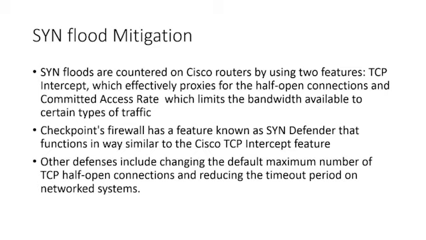Now, SYN floods, they can be countered a couple different ways. All right, I know I paint the doom and gloom picture, right, about bringing you down, but we do have ways of mitigating these floods. Now, Cisco routers, they can use a couple different features, like TCP intercept, which looks for these half-open connections, and it proxies those connections. We can also use something called a committed access rate. And when you think about that, you need to think about bandwidth limitations. So that limits the bandwidth available to certain types of traffic.